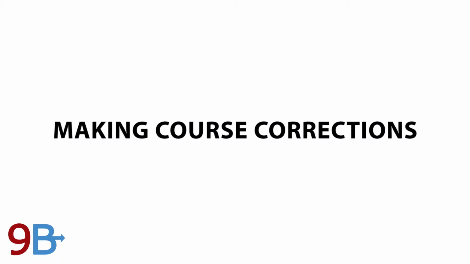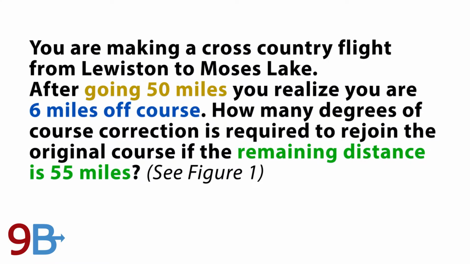Here's a sample written question that we can use the E6B to solve using that concept. You're making a cross-country flight from Lewiston Airport to Moses Lake. After going 50 miles, you realize you are 6 miles off course. How many degrees of course correction is required to rejoin the original course if the remaining distance is 55 miles?